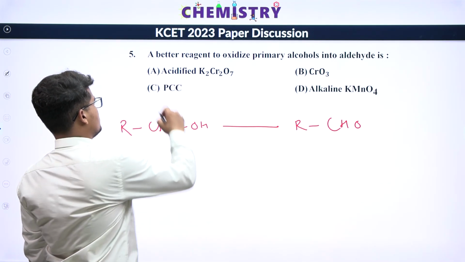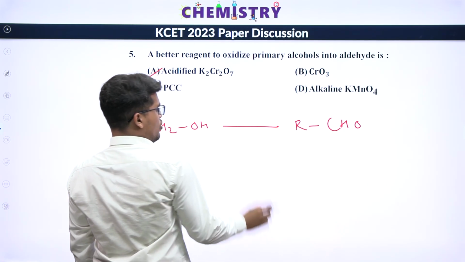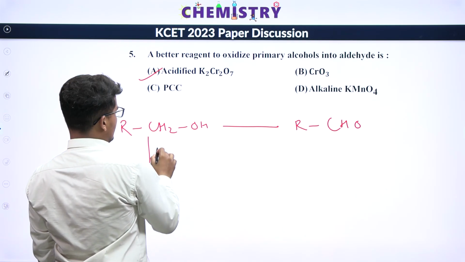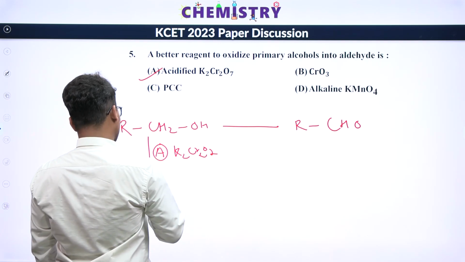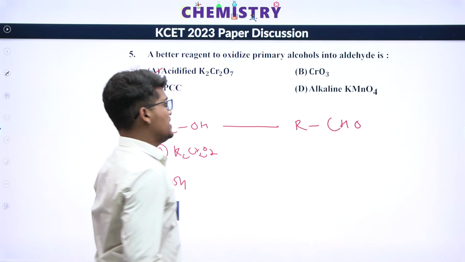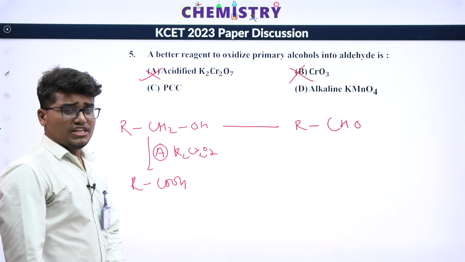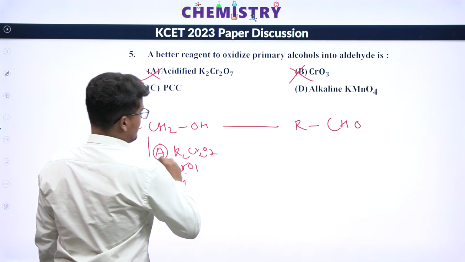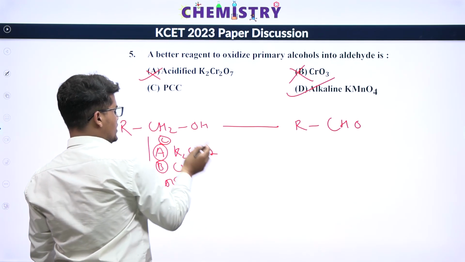Now you can see the first option, acidified KMnO4. In the presence of acidified KMnO4, the alcohol is converted into a carboxylic acid. If you take K2Cr2O7, it is converted into RCOOH. So this will not be the correct answer. CrO3 also will oxidize your CH2OH to a carboxylic acid. So option B also converts it into a carboxylic acid. Now come to option D. D also converts this molecule into a carboxylic acid.